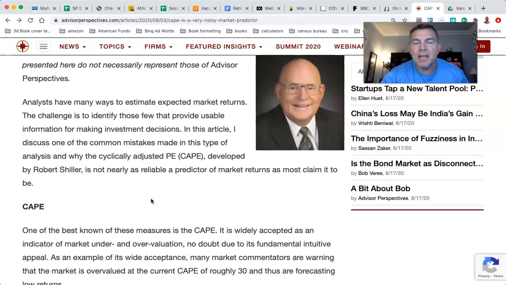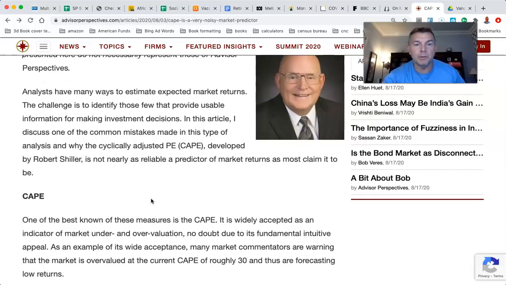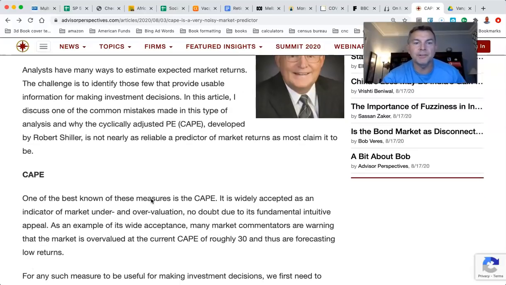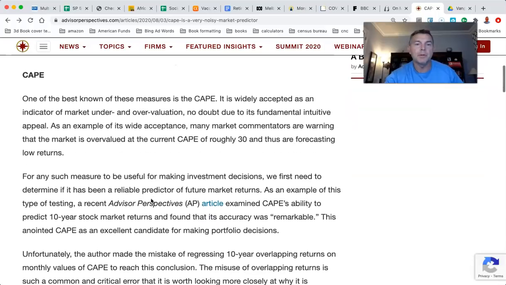Analysts have many ways to estimate expected market returns. The challenge is to identify those that provide usable information for making investment decisions. In this article, I discuss one of the common mistakes made in this type of analysis and why the cyclically adjusted PE ratio developed by Shiller is not nearly as reliable a predictor as most people claim it to be.